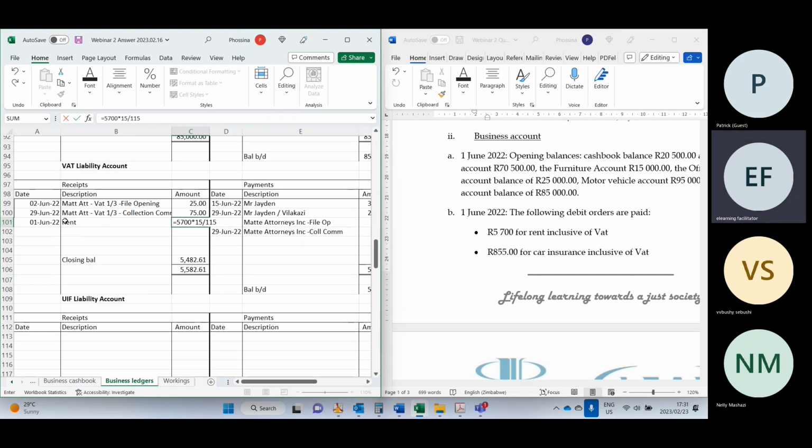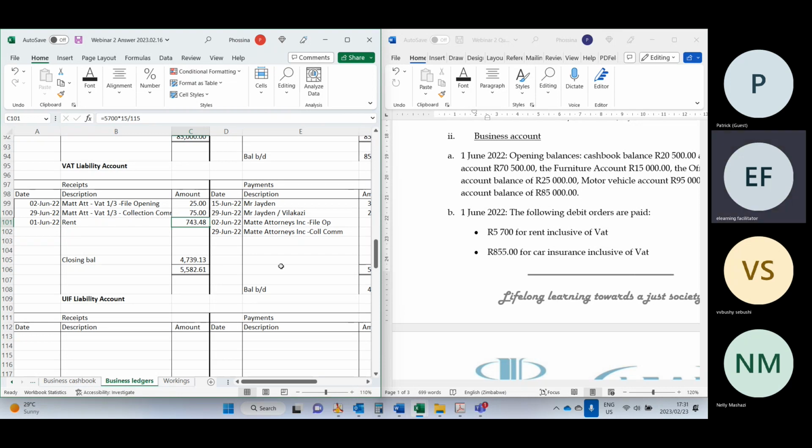You should always check if it's inclusive, then the formula becomes 15 divided by 115. If it's exclusive, it's 15 divided by 100. Because 100 does not have VAT, but if it's having VAT, it's 115. Okay, like that. So we have recorded, this is what we are going to claim from SARS in terms of VAT.